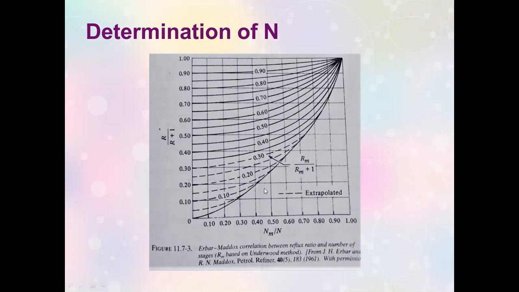You're not determining the theoretical number of stages, but rather you are determining the pinch point. That way you can get the R sub m. That way you can use this to get the N.